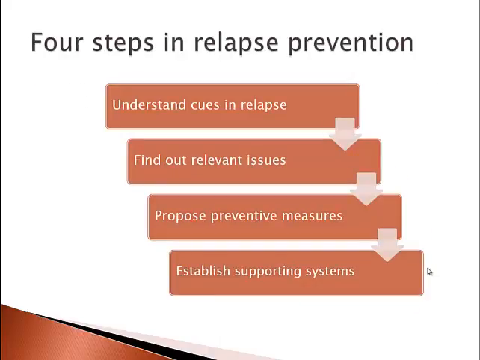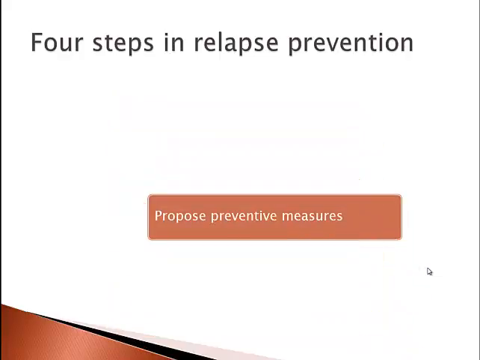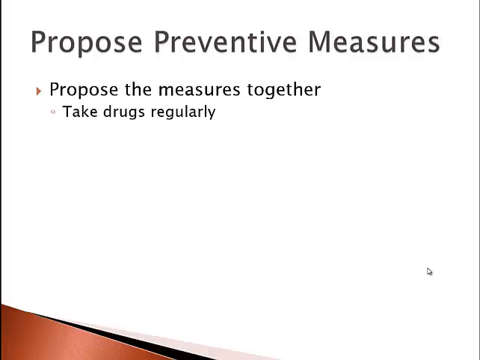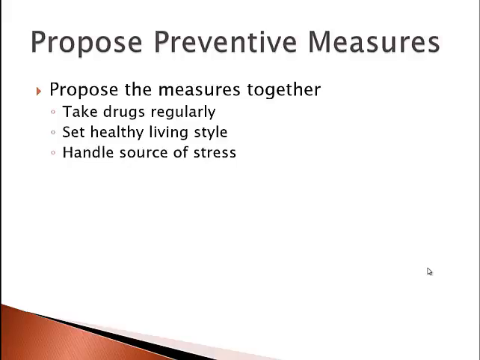Step 3. Proposing preventive measures. After identifying relevant issues, patients and families can propose measures to prevent relapse. For example, making a habit of taking drugs regularly, setting healthy living patterns, and handling the sources of stress. Families can propose the measures together and provide support and assistance when necessary.